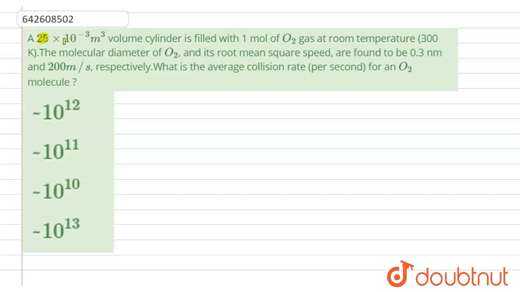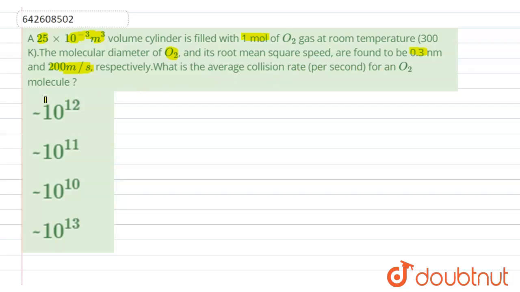Question says that a 25 into 10 raised to power minus 3 meter cube volume cylinder is filled with 1 mole of O2 gas at room temperature, that is 300 Kelvin. The molecular diameter of O2 and its root mean square speed are found to be 0.3 nanometer and 200 centimeter per second. What is the average collision rate per second for an O2 molecule?